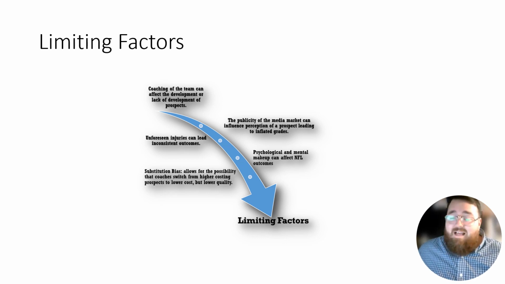Substitution bias. This allows for the possibility that coaches switch from a higher-costing prospect to a lower-costing prospect, but lower quality. So you can have a player who's starting for you, but he's not really the best prospect, but they don't have a choice because they didn't want to pay the other guy and he left. That can happen. Also, psychological and mental makeup can affect things. If you don't have a good psyche and good mental makeup, it can definitely affect the numbers as well. And then, of course, there's media market stuff. But overall, these are the things that can affect the data, which I think you should know about if you're going to be coming into this with a full mind towards it.